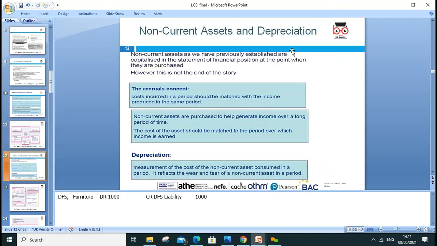Okay, so that's all. And then the non-current asset, we previously established, is capitalized in the statement of financial position. Under the accrual concept, costs incurred in the period should be matched with the income produced in the same period. So non-current assets are purchased to help generate income.